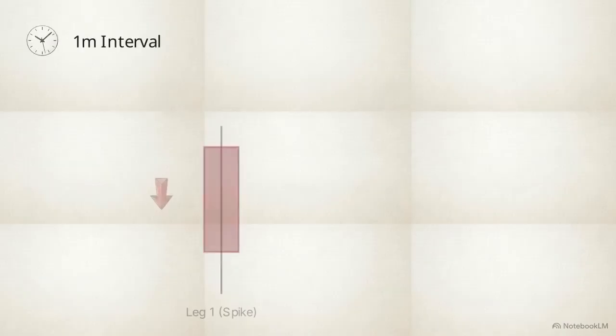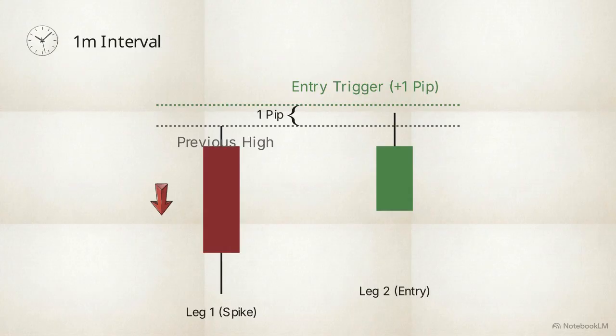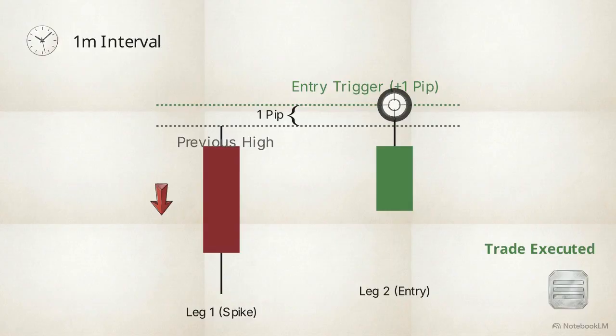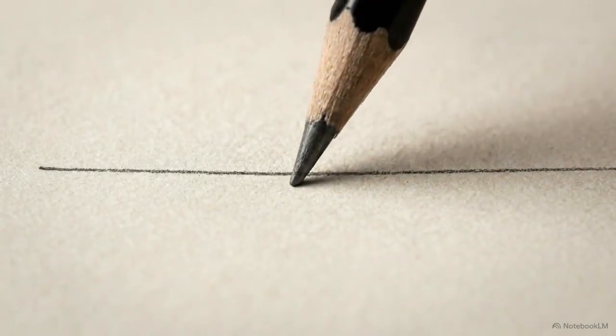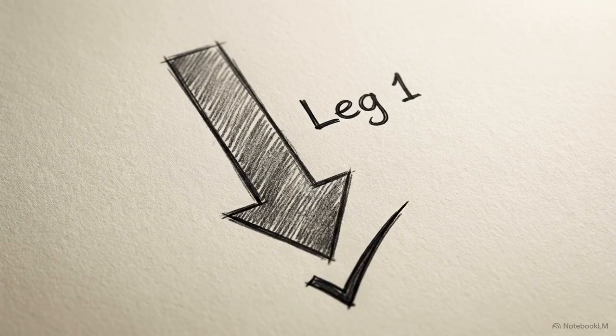The entry trigger is a single candlestick that breaks exactly 1 pip against the spike. A pip is the smallest standard unit of price movement. In a downtrend, this means a candle high that sits 1 pip above the previous candle's high. The exact moment this 1 pip break occurs, you open your position in the direction of the original trend. This 1 pip counter move marks the technical end of leg 1.